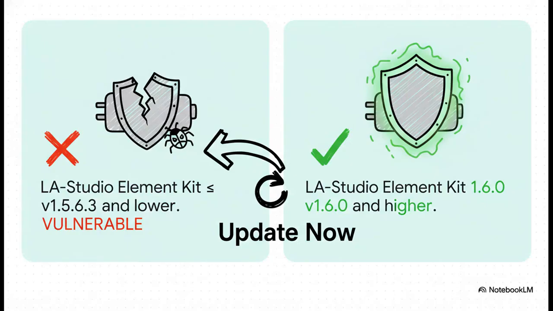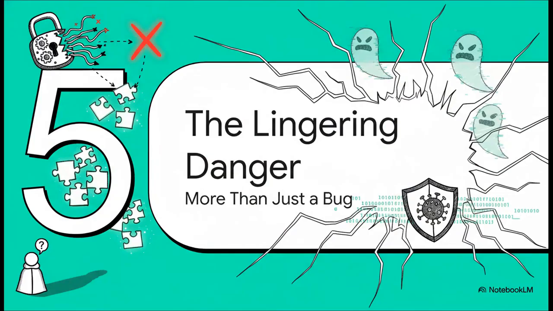And here it is. This is exactly how you do it. Go check your WordPress plugins right now. If you are using the LA Studio Element Kit and the version number is 1.5.6.3 or anything lower, you are vulnerable. You have to update to version 1.6.0 or higher immediately to be secure. It's really that simple.